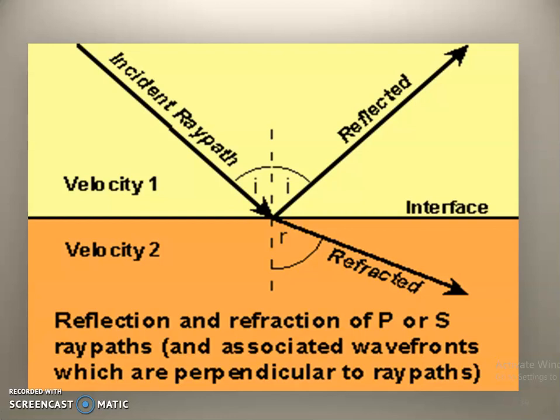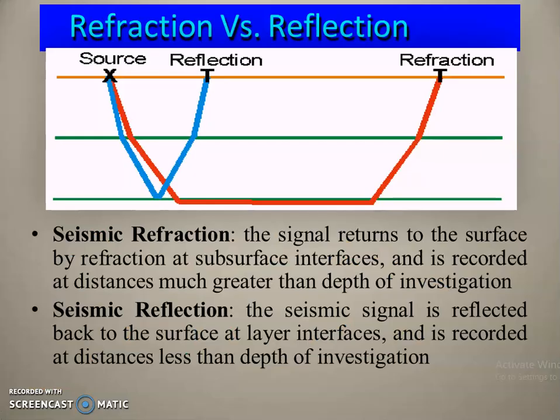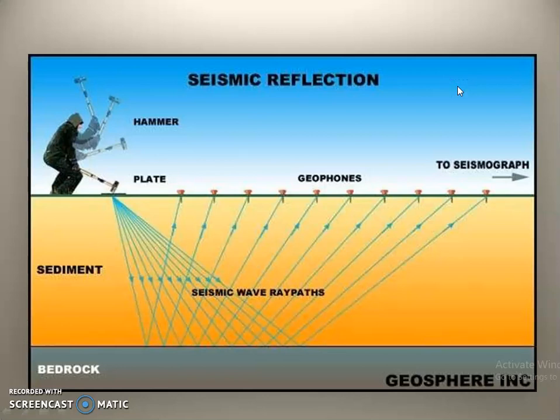When the incident ray strikes the surface, some of the waves will get refracted, that is, they pass through, and some might get reflected. Whether the waves are reflected or refracted, they will be observed by the geophone, which is a vibration detector. The source produces the sound, which gets reflected, and the red color waves are getting refracted. The picture clearly explains how the seismic reflection is happening.